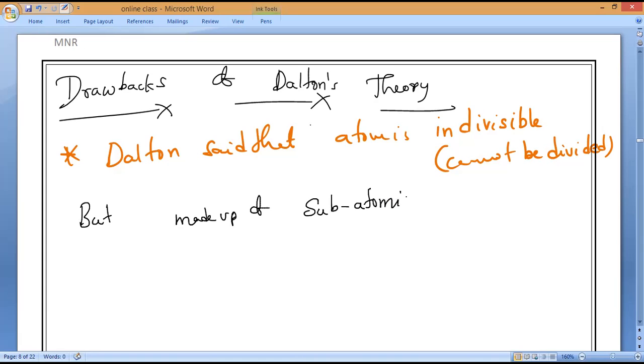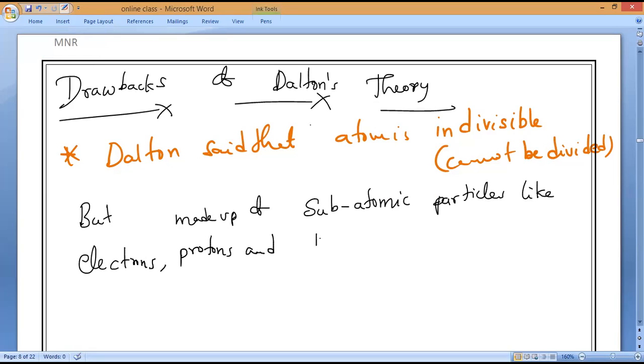Who are the subatomic particles? Anybody? Who are the subatomic particles of atoms? Nobody? Electrons. Yes, Gokul. Electrons, protons, as well as neutrons, which were discovered by scientists.